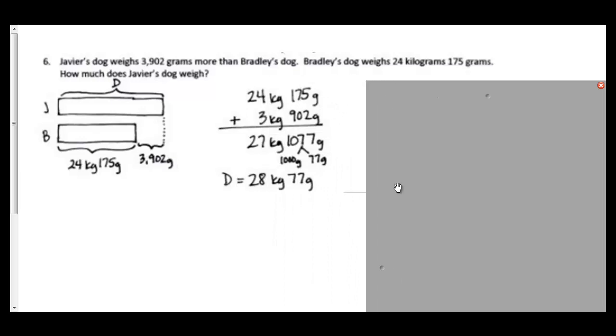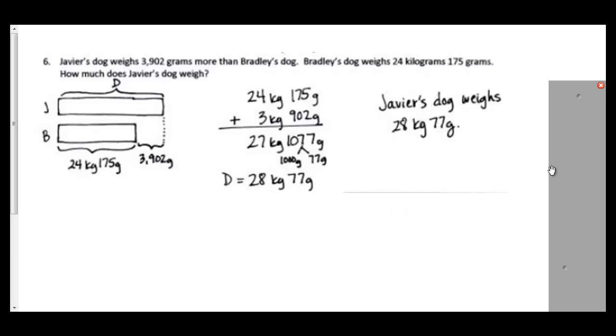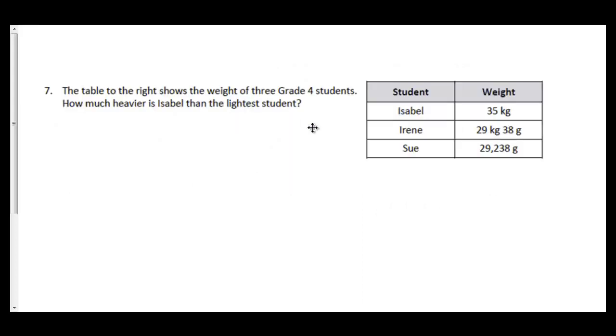Okay, so this is what I did. Before I added, I took the 3,902 grams and made it 3 kilograms and 902 grams so that I wouldn't have to come back and do it again at the end. When I add them together, I ended up with over 1,000 grams. So I went ahead and used a number bond here to separate the 1,000 grams from the 77 grams to make this 28 kilograms and 77 grams. So Javier's dog weighs 28 kilograms, 77 grams.